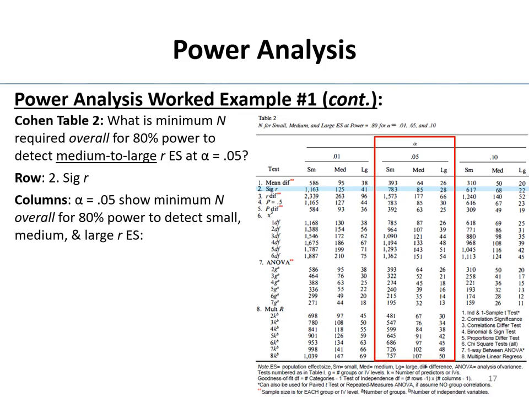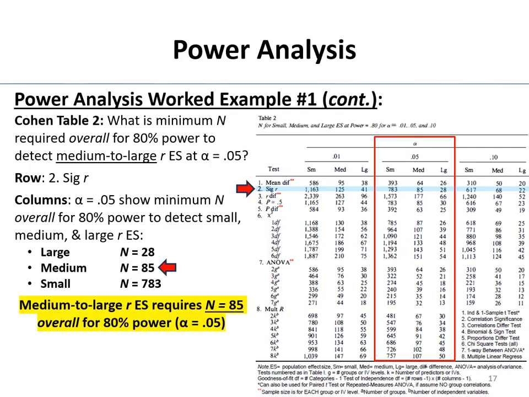There's our tables for alpha of 0.05. Again, they show the minimum sample sizes required for 80% power to detect a small, medium, and large correlation effect size. Boom, there they are. So for large, you need 28. For medium, you need 85. For small, you need 783. So again, we are going with the lowest common denominator here, which is 85. So in order to detect this medium to large estimated effect size, we need at least 85 people in our study to have 80% power.